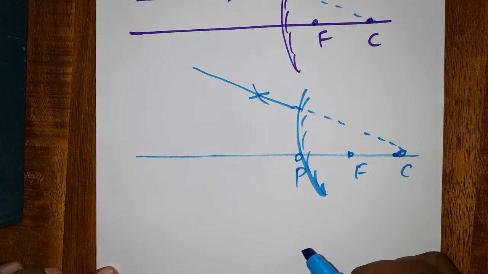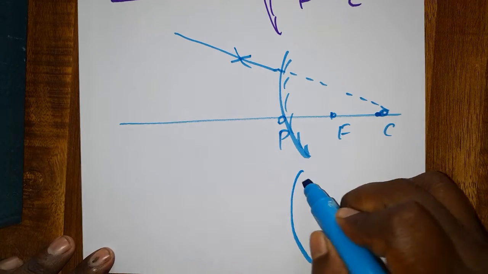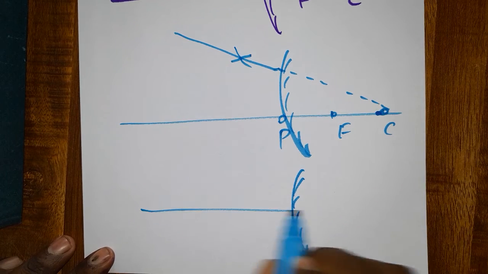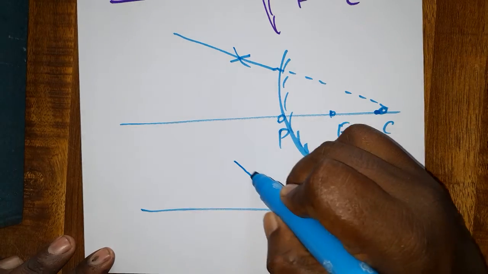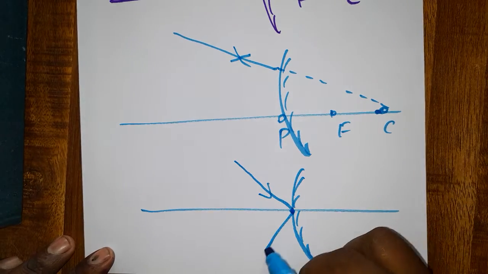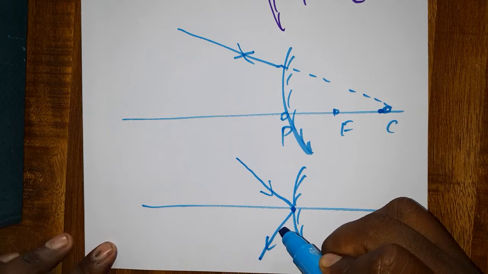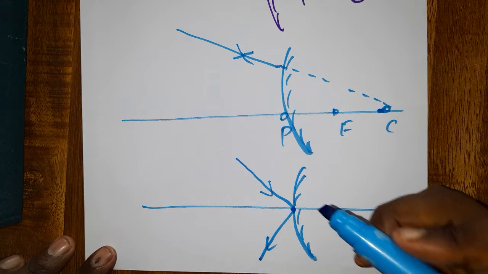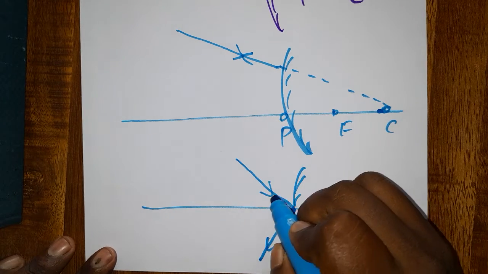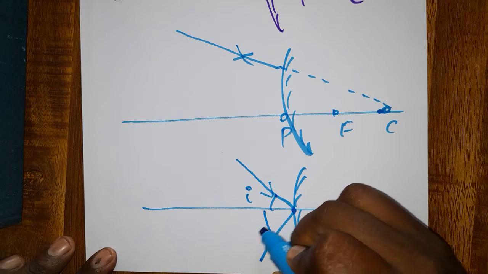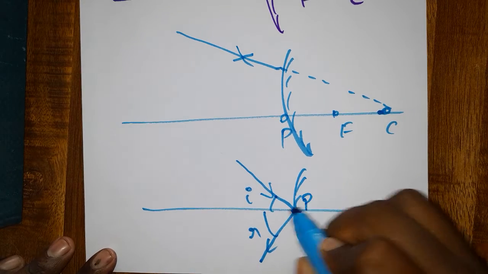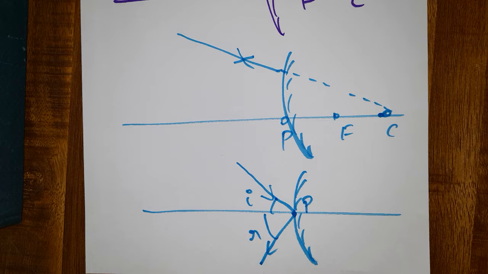One more rule: the ray which is incident at the pole will reflect at the same angle. It is common for both the convex mirror and the concave mirror. Incident angle is equal to reflected angle. When the light is incident at the pole, it will reflect back at the same angle.